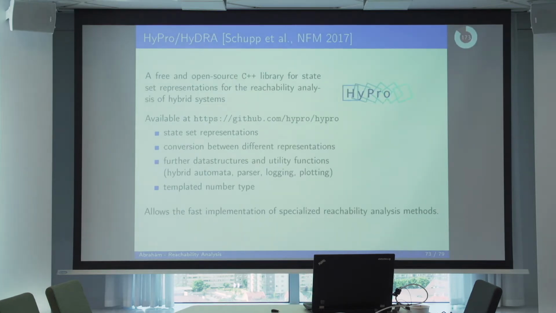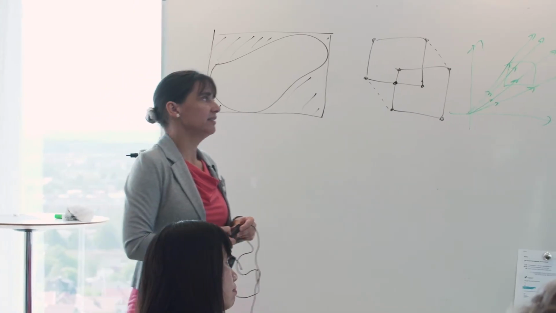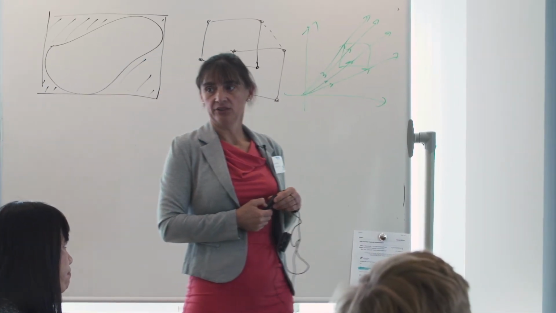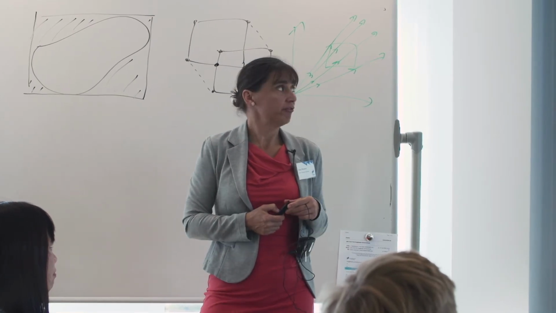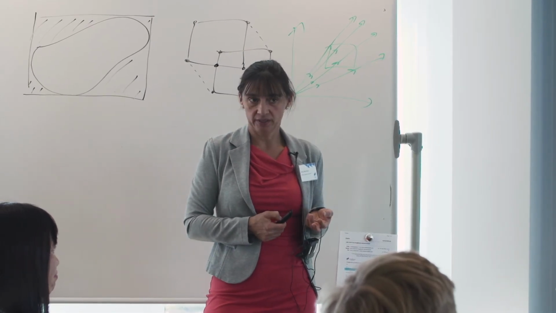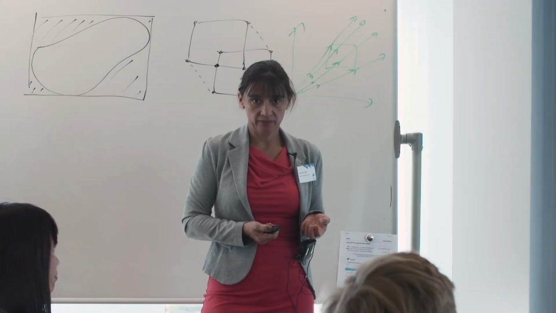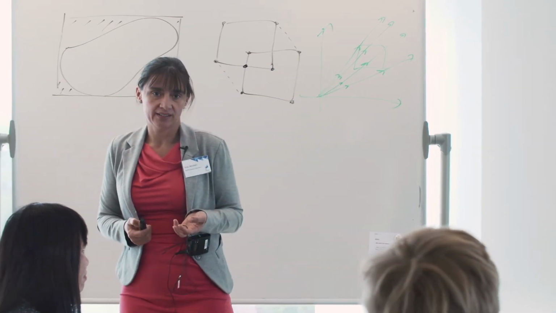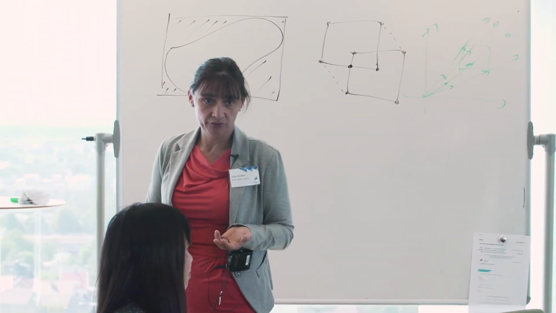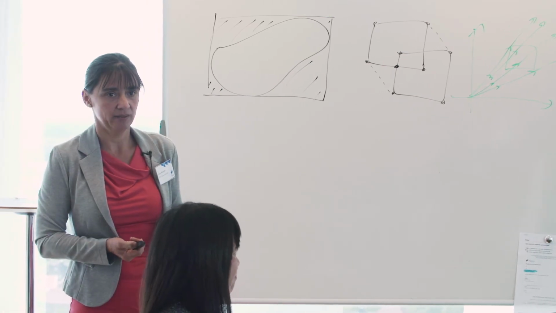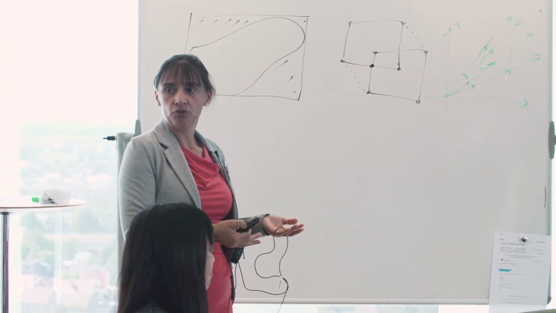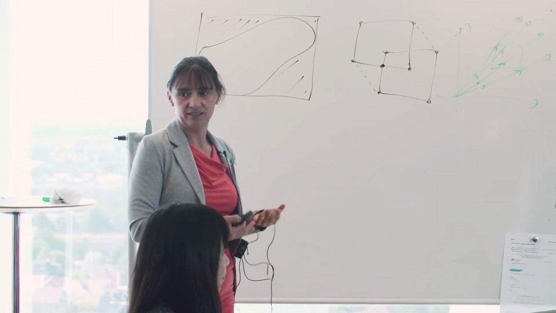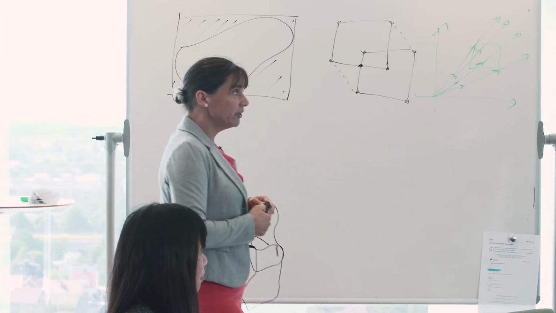And the other tool, HyPro, actually is not a reachability analysis tool, but a library. It offers an implementation of many of the state set representations and operations on them that you need in reachability analysis. It is not meant to be the fastest, but to help you if you want to implement a dedicated method where a black box tool is not sufficient because you need some extension, some dedicated adaptations. Then you can do it.